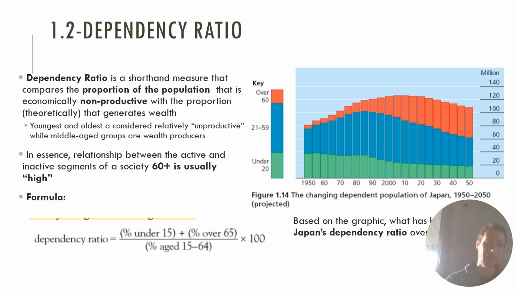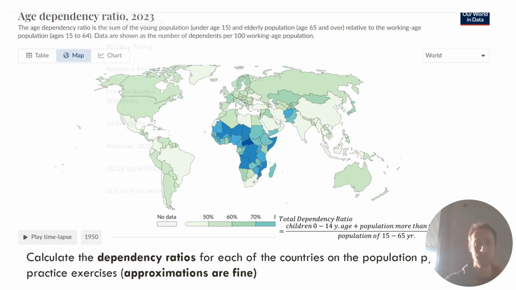No? Okay, all right. So the way that you do the formula is the dependency ratio is the percentage under 15 on the population pyramid plus the percentage over 65, the older part of the population pyramid, divided by the middle, whatever's left, times 100. So 60 plus is usually high. Japan, for example, has a high dependency ratio and an aging population. Here's an example of what we're seeing across the world as age dependency ratios most recently.